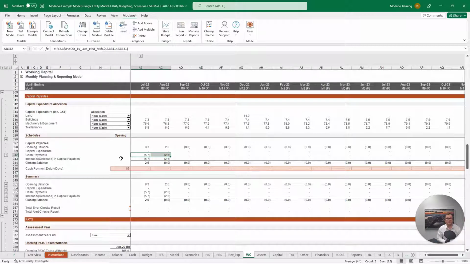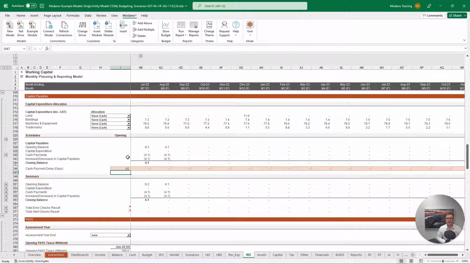The way that this is calculated is we assume that the opening balance, currently at 8.3, is divided into 45 equal payments spread across a 45-day period. As we have 31 days in July, we would have 31 of those payments occurring in July, with the remaining 14 payments taking place within August. And this is what drives the difference in payments between the 2 months. As there are 31 days in both months, if we wanted to spread it evenly across these, we could update our assumption to say 62 days, and then you can see that we have even payments occurring between July and August of 4.1.